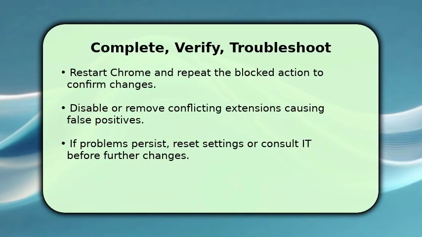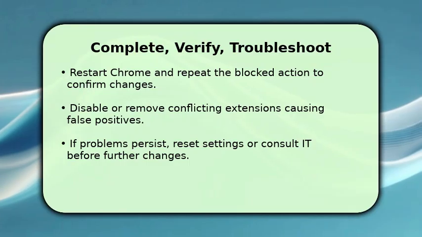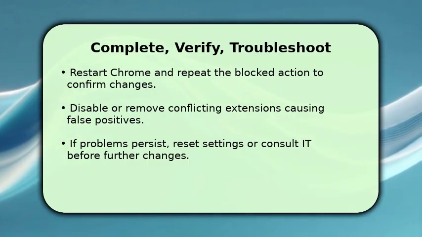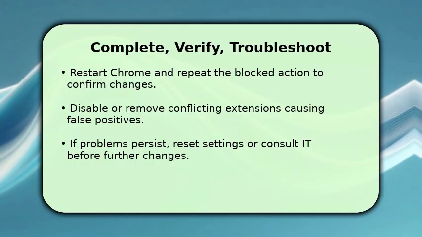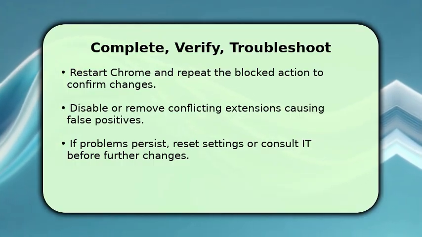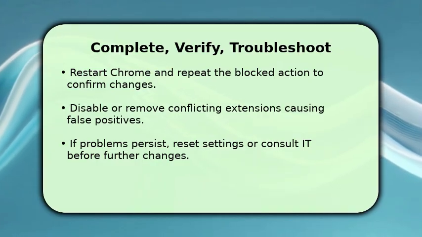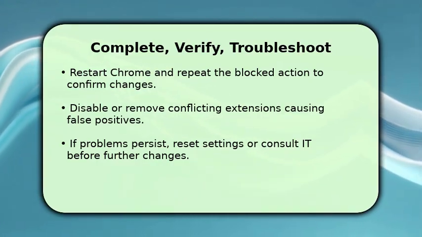Finish by restarting Chrome and redoing the previously blocked action to confirm that your adjustments worked. This verifies the problem is resolved. If you still see blocks, check extensions and disable any security or privacy add-ons that may conflict, then test again.